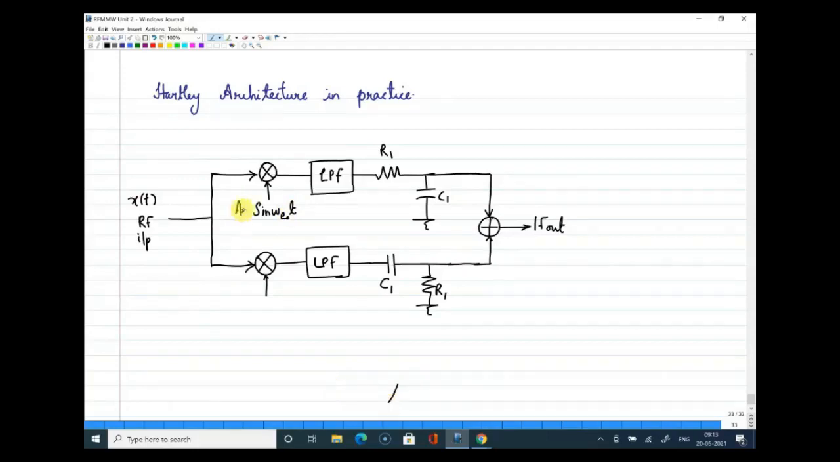Now I'm giving this as ALO, and this is ALO cos omega LO t. I just shifted the upper arm and lower arm and implemented the 90-degree phase shift operation in this form. I will retain the points as the same: this is point A, this is point B, and finally we combine after the phase shift and get the IF output in this fashion.